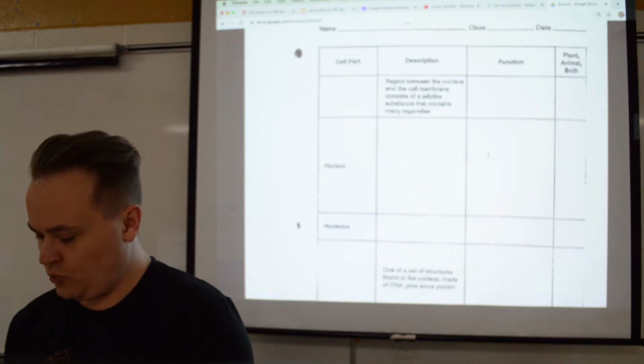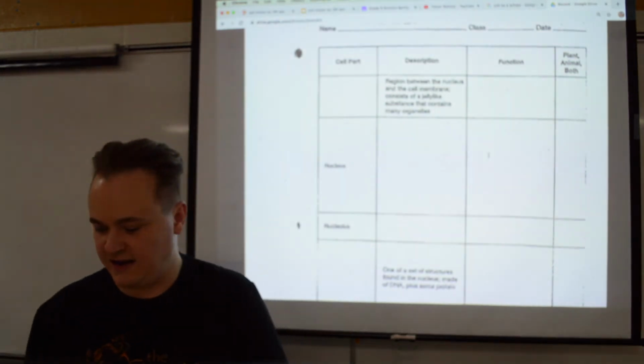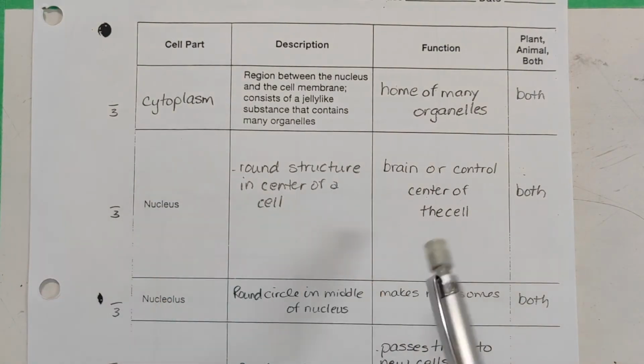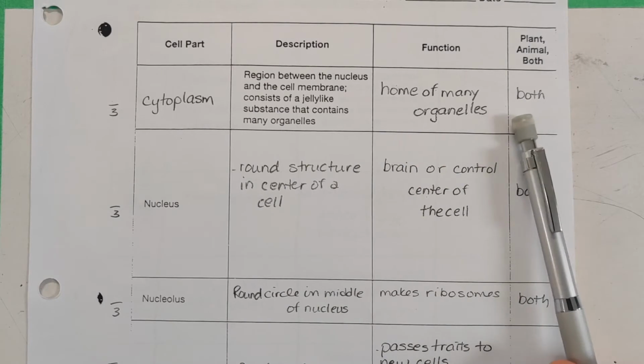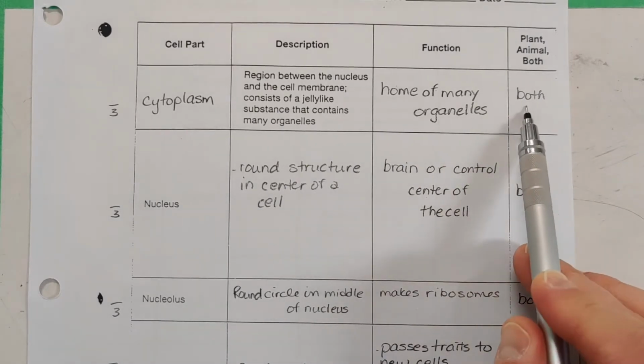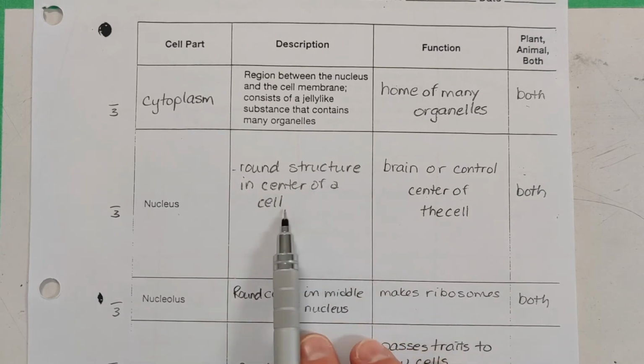What would be a region between the nucleus and the cell membrane? It's the cytoplasm. We have the home of many organelles. It's a liquid, right? Or a gel, found in both. The nucleus, found in both, and it's a round structure in the center of a cell.